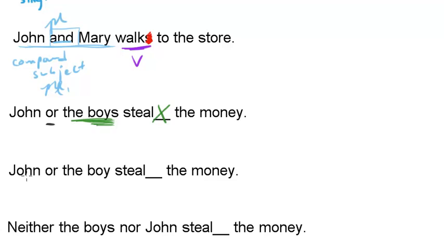On the other hand, if we have John or the boy steal the money, in this case, boy is next to the verb, so this becomes steals the money. John or the boy steals the money.